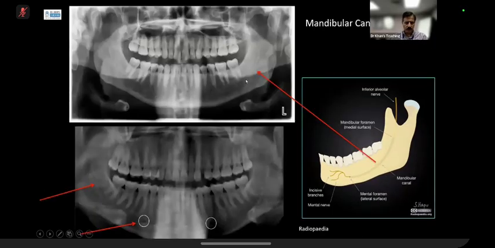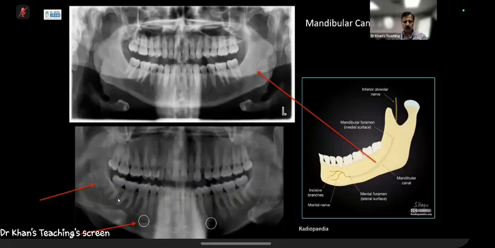If you see here, this is an OPG, and actually you can see the mandibular canal. So the foramen will be here and the canal will be here. Some people use the word alveolar canal, whatever you want to use. And then is the mental foramen. And on OPGs, you can see it. For example, here, you can see it.